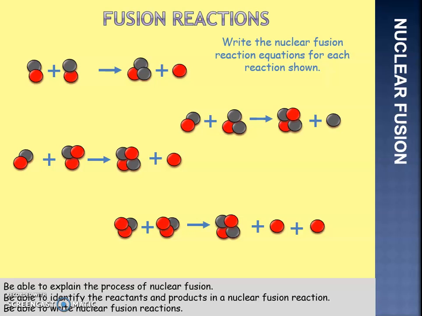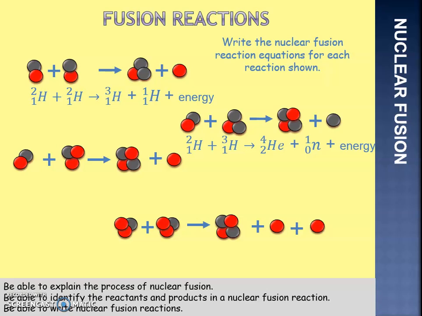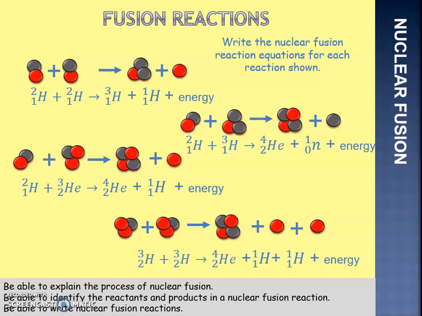Okay, you can grab your periodic table if you need to for this, but you should be able to get this done. First one, hydrogen plus hydrogen gives us an isotope of hydrogen plus another isotope of hydrogen with energy. Okay? Second one, third one, and fourth one. So double check your answers on there and make sure you've got those.